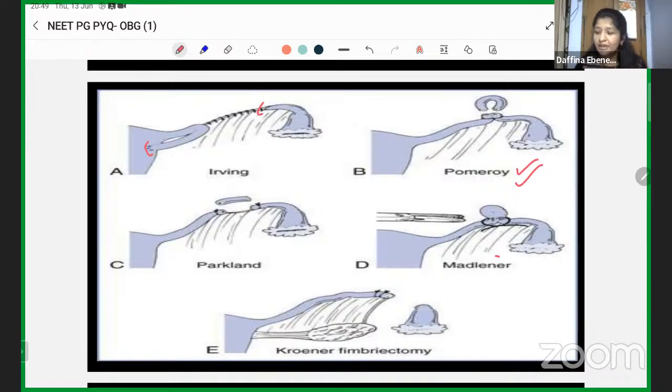Okay, this is more common. This is not commonly used because there are more chances of recanalization and sterilization failure. Okay, and fimbriectomy, as we already discussed, is where you cut off the fimbrial end of the fallopian tube. That's called Kroner's technique.